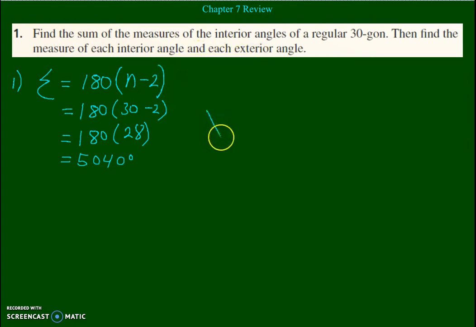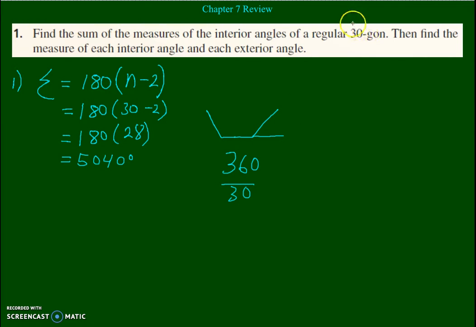Now, we don't want to have to draw a 30-gon, so all I'm going to draw is the bottom portion of the polygon. And we can see that these two angles are a linear pair, so they're supplementary. Now, there's going to be 30 of these exterior angles. And since all the exterior angles of a regular polygon, or any convex polygon, add up to 360, we can divide 360 by 30. And that will give us the measure of each exterior angle.